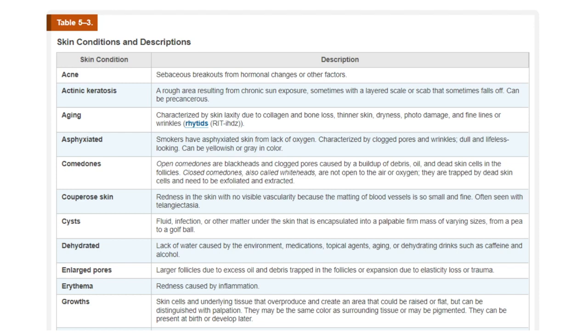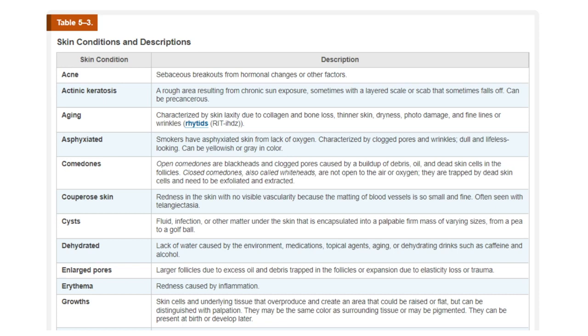Couperose skin: redness in the skin with no visible vascularity because the matting of blood vessels is so small and fine. Often seen with telangiectasia. Cysts: fluid, infection, or other matter under the skin that is encapsulated into a palpable firm mass of varying sizes, from a pea to a golf ball.